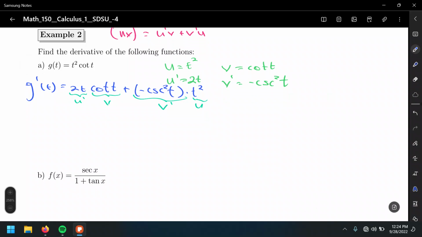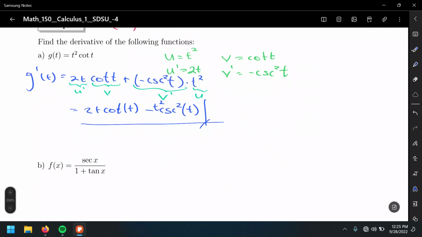So, well, over here there's really nothing to simplify. Actually, just clear the parentheses and we have 2t cotangent of t minus cosecant squared of t times t squared. Final answer. That's fine. No need to further factor a power of t, even though it's possible to factor one power of t, but that's fine.